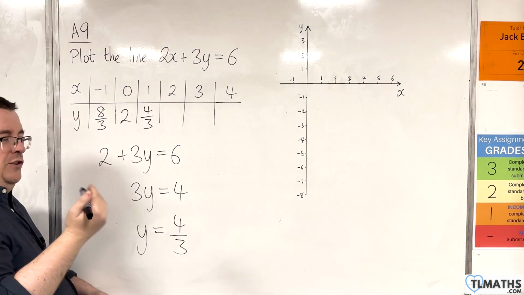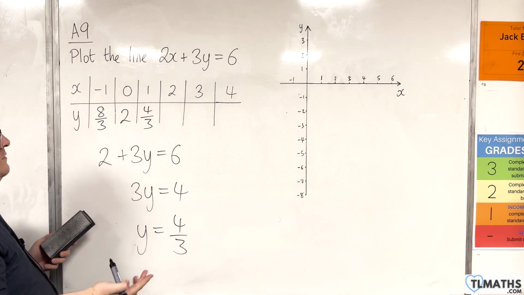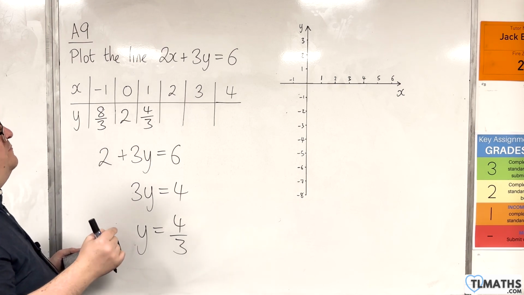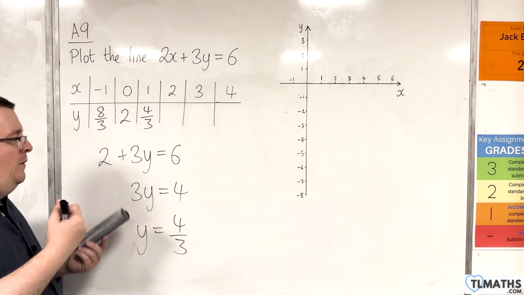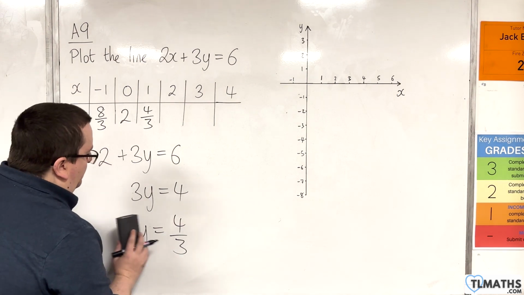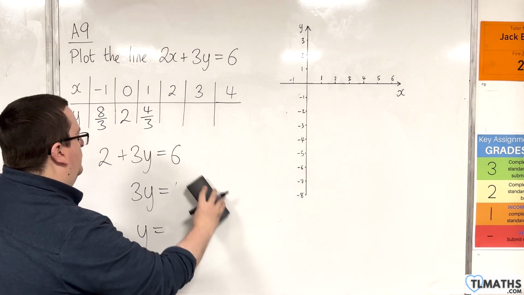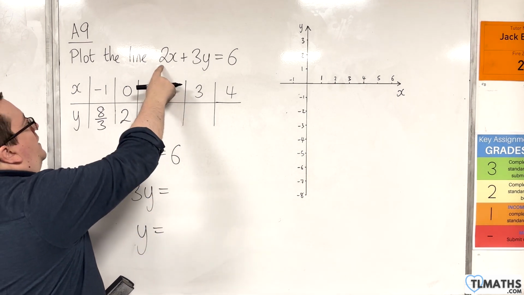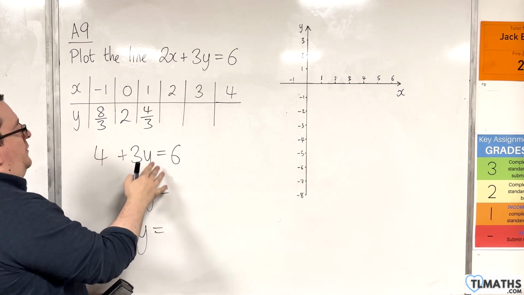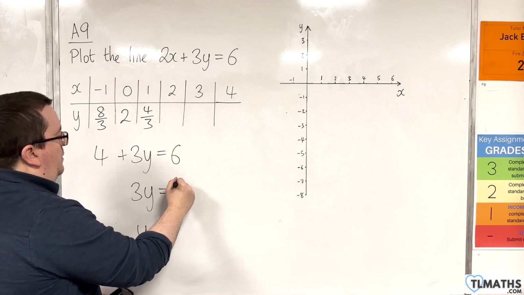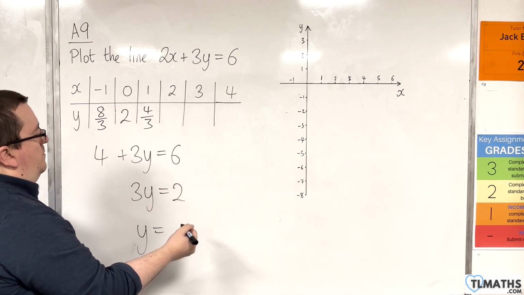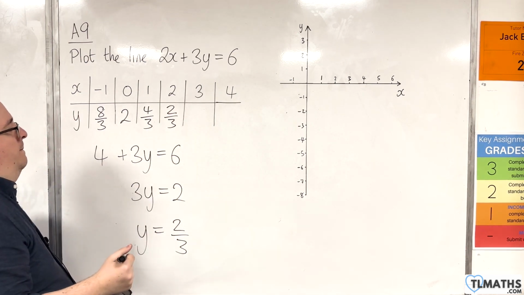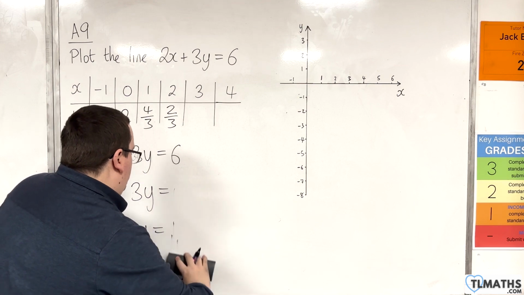Okay? This just feels a little bit neater than substituting into y equals 2 take away 2/3 x, which felt like it was going to be a bit messy. A bit more tricky. Now when x is 2, we're going to get two lots of 2, which is 4, plus the 3y equals 6. Take 4 from both sides, and then divide through by 3.